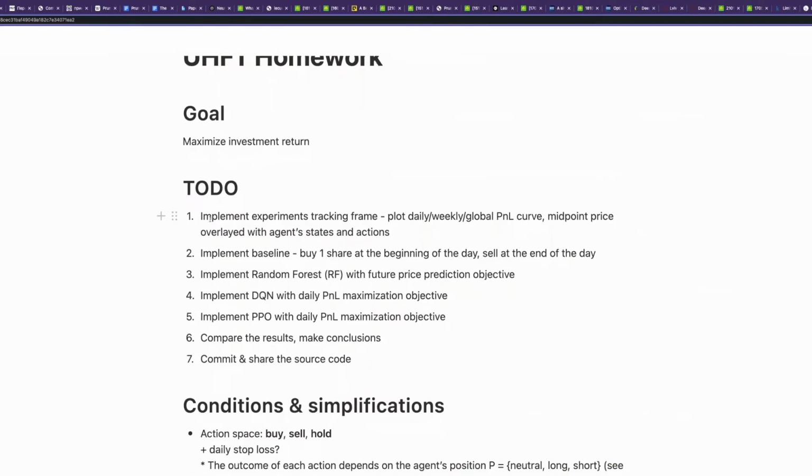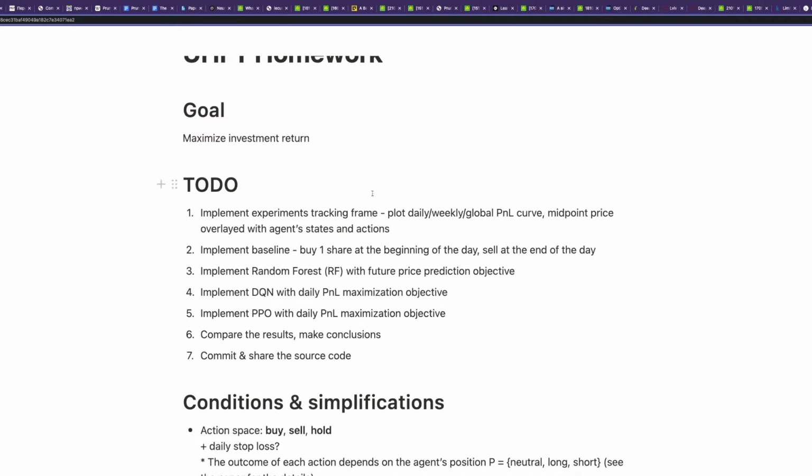Here are your to-dos. The first to-do is typical for any machine learning task: implement an experiment tracking framework. To have the ability to compare results of experiments, it is strongly recommended and required in the scope of this homework to implement a framework for plotting the P&L curve the agent achieved, together with the midpoint price overlaid with agent states and actions. These plots and logs will give you intuition of where you are and let you compare different approaches and models.